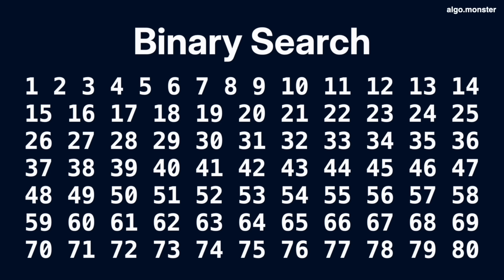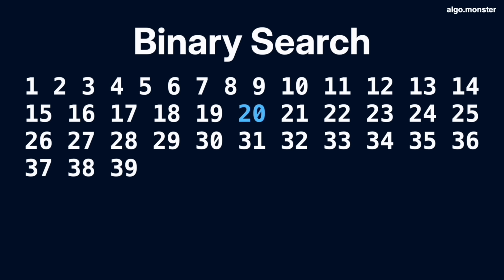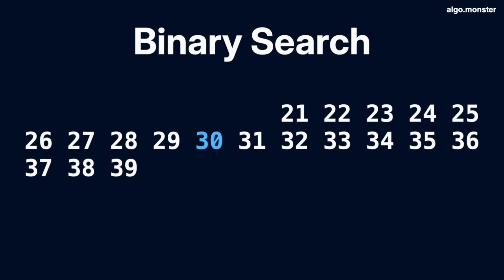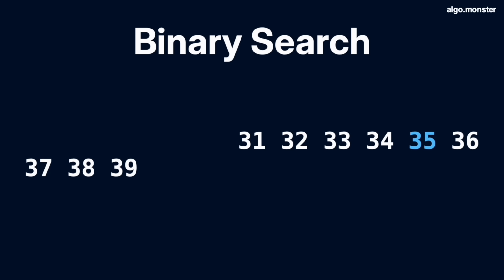Imagine you're playing a number guessing game. I pick a number between 1 and 80, and you have to guess it in the least amount of moves. Each time you guess, I tell you if it's too high or too low. What should your first guess be? Well, you would probably guess 40 because it's right in the middle and you can automatically eliminate half the answers. Now, based on this answer, you would then make another guess and cut the range in half again and again, and so on until you find your answer.